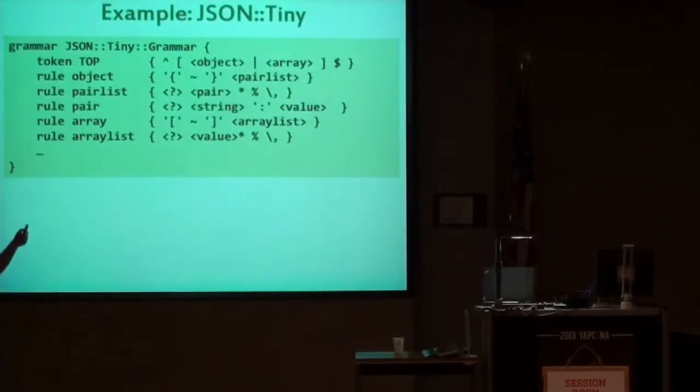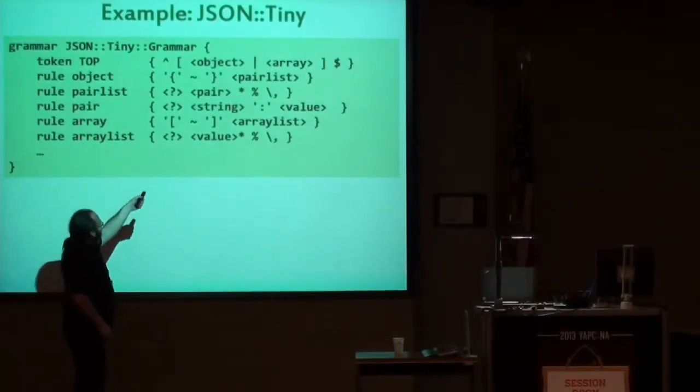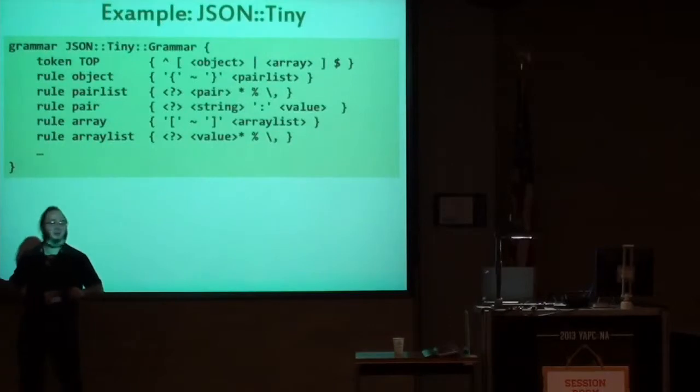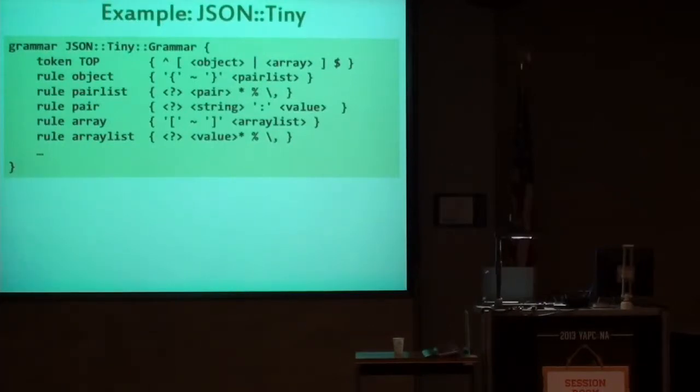Okay, so an array list is kind of the same. It's a list of things that go between square brackets. So you can sort of see that we're representing the object graph we're going to get out. We're describing the shape of it in this grammar.